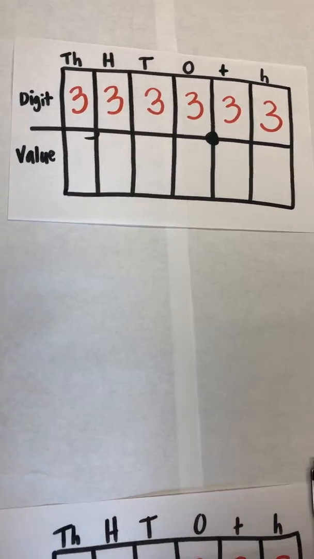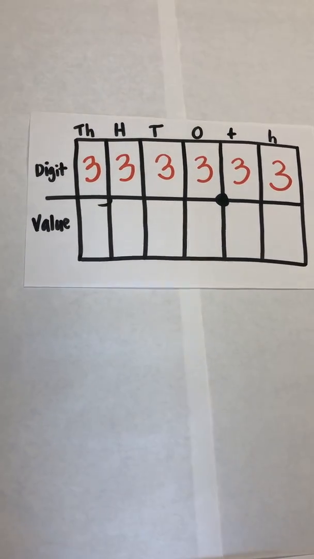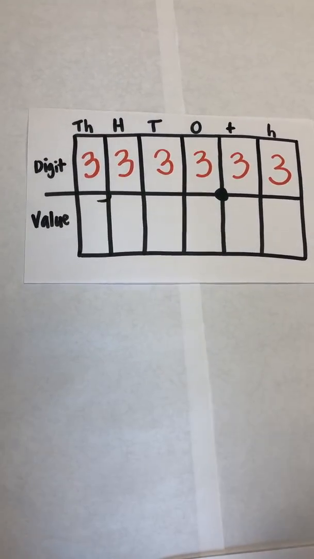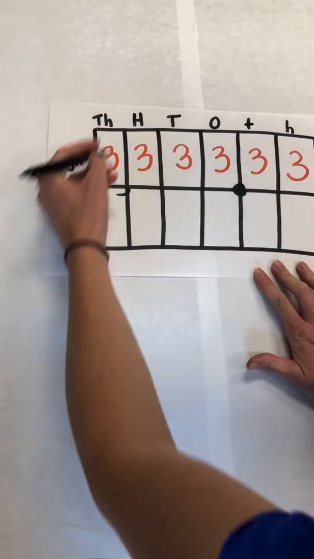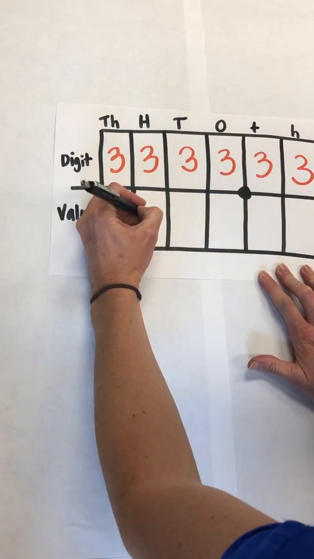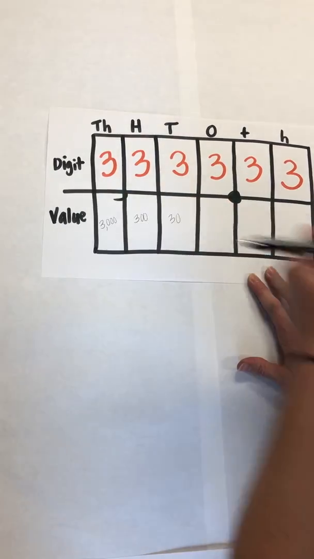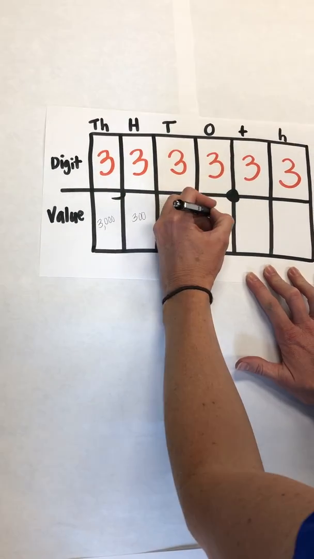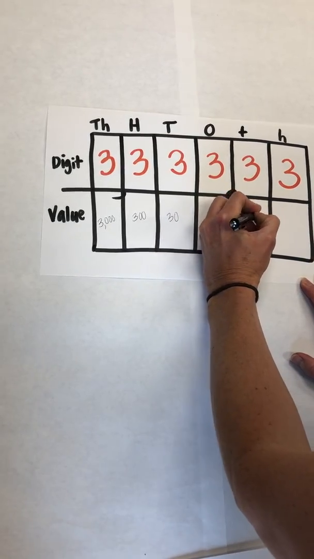This number is 3,333 and 33 hundredths. So we're going to start by looking at the value of each of these digits. The 3 in the thousands place is valued at 3,000. The 3 in the hundreds place is valued at 300. The 3 in the tens place is valued at 30. The 3 in the ones place is valued at 3. The 3 in the tenths place is valued at 3 tenths.